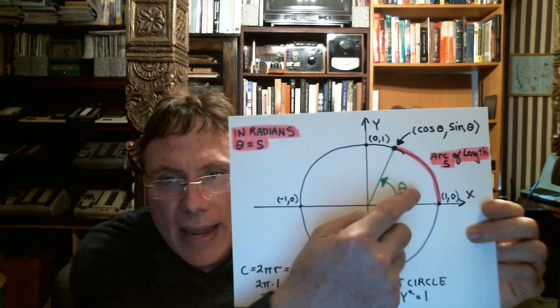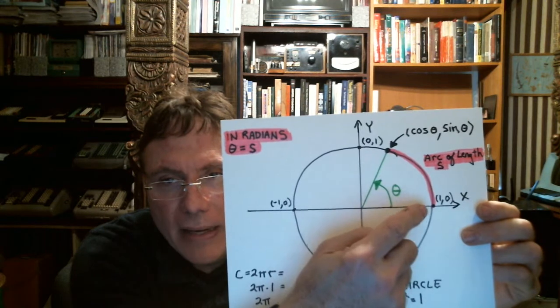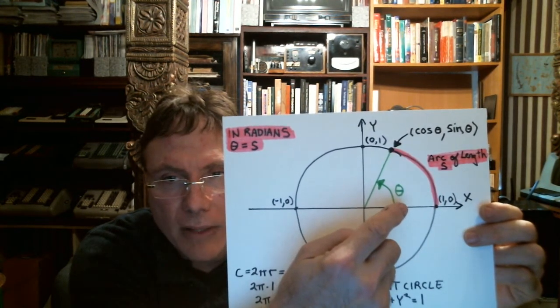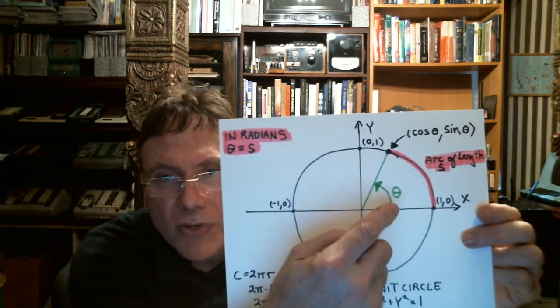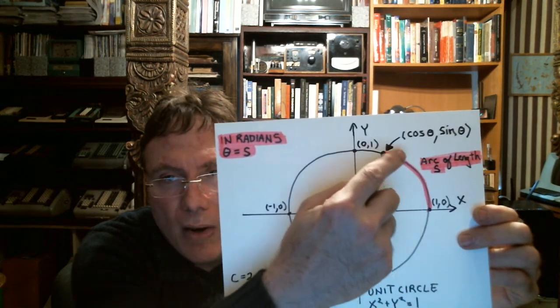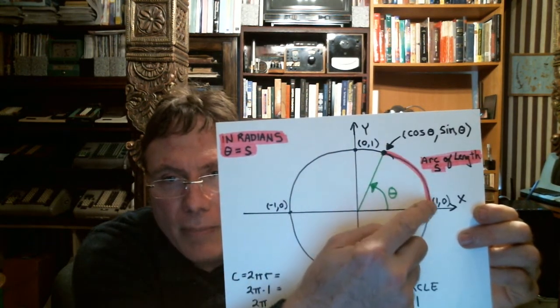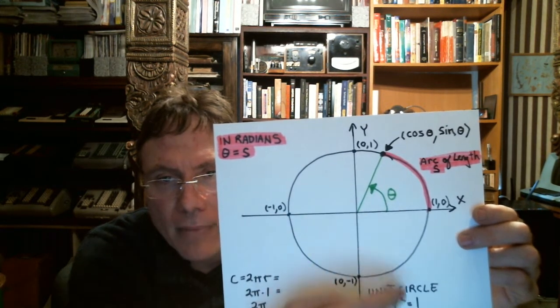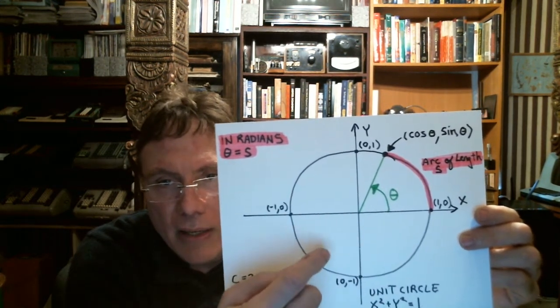Now, in trigonometry, an alternate technique to using the degree measure for defining angles is using radian measure. In radians, the angle is simply equal to the arc length subtended by the angle on the unit circle. So let's look at an example.